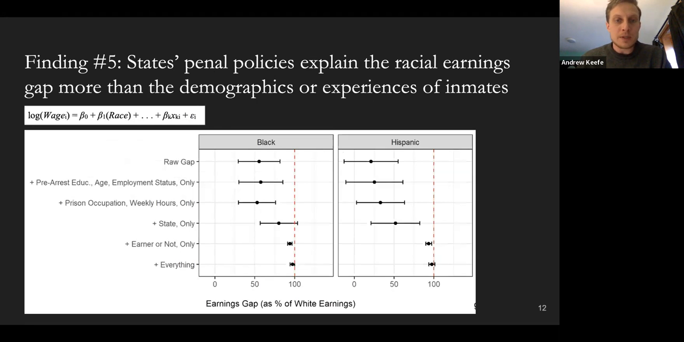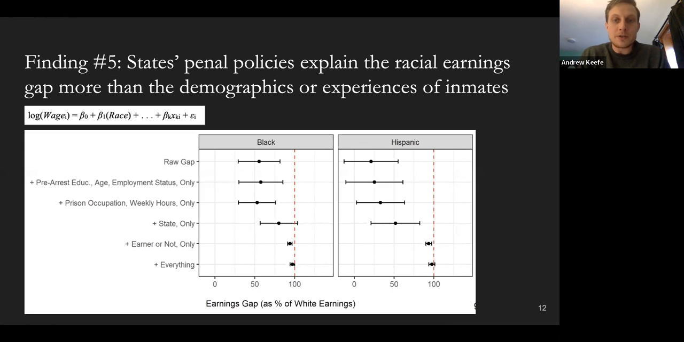This last fact relates to our final finding, which is still preliminary. We wanted to understand the determinants of the racial inequality we observed. Is racial inequality a result of differences in individual qualifications and experiences? Is it a result of the type of work assigned or how many hours are assigned? We found that neither of these sets of individual or prison-level institutional factors explains any of the gap in a simple log-level regression in which we model log wages for all inmates in 2004.